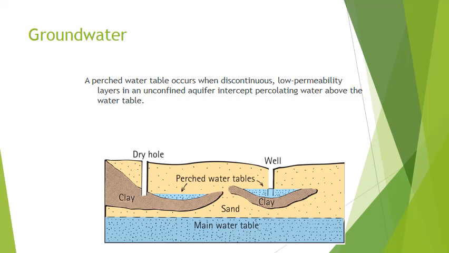If you note on page 666, there's a nice diagram showing a perched water table. So you can actually have water that is above the main water table if you have an area that has a very low permeability. Clay, unlike sand, has a very low permeability. And so you can drill a well into a perched water table to provide a water source that is well above the main water table, where drilling into it would require a much deeper well. Notice that this particular well has dried up because the perched water table has dropped below the location of the original well.